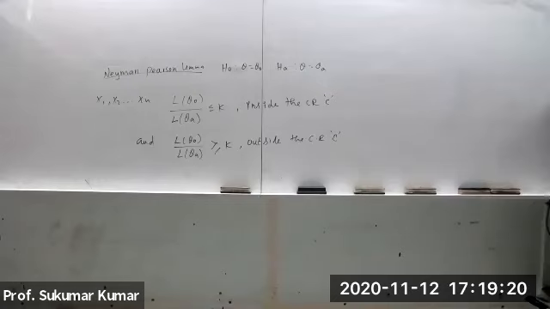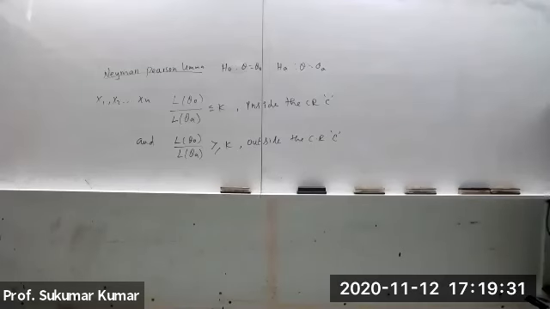The less than or equal to K condition, write it directly for the rejection region. That condition is for the rejection region.